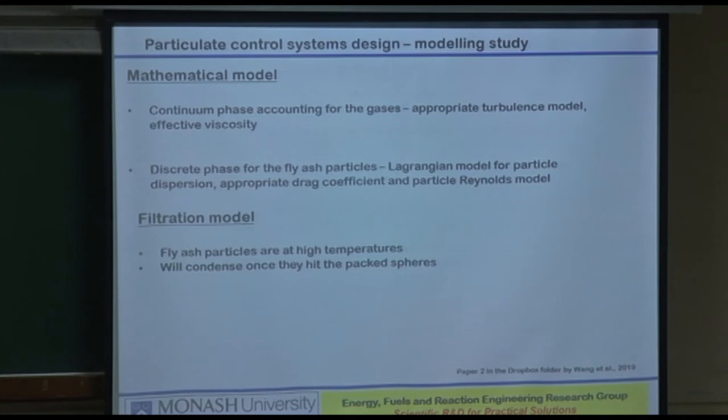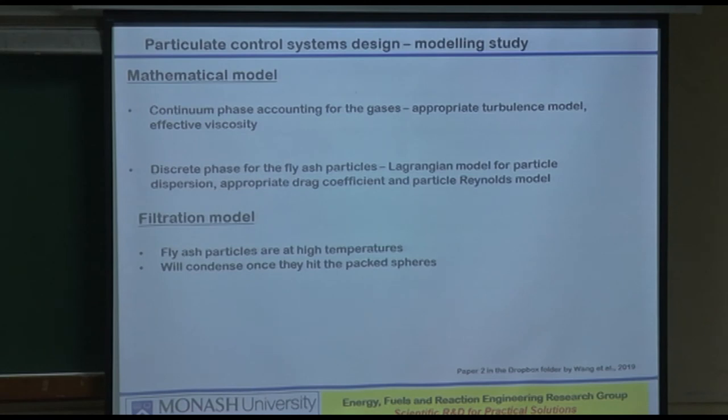So in your real system, what do you actually want to see? You want to see if I have particles coming in at a certain loading, that means so many grams of particles per meter cube of the gas flow, how much it is reduced to. That's what the filtration system will do. That's what the metallic filters will do. That's what the candle filter will do.